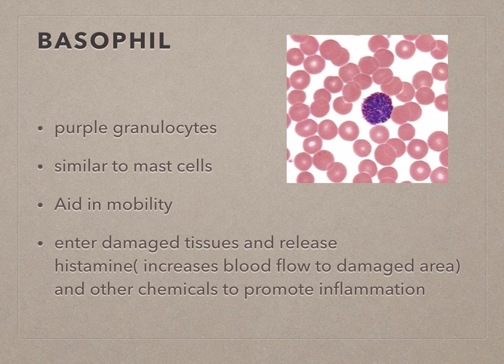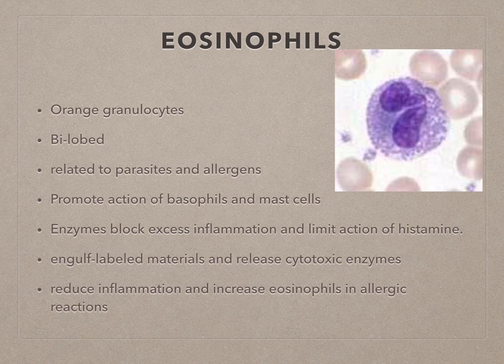Basophils are purple granulocytes, so they have purple bumps visible in the cytoplasm. These are similar to mast cells, and their main function is to enter damaged tissues and release histamine. Histamine is a chemical that will increase blood flow to the specific damaged area. Normally, histamine is found in allergic reactions, and other chemicals are released as well to promote inflammation.